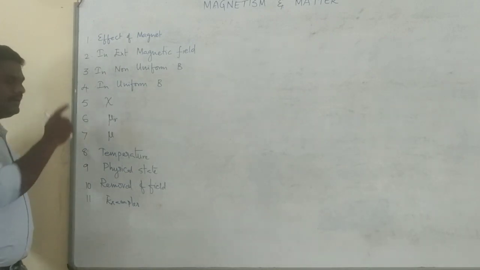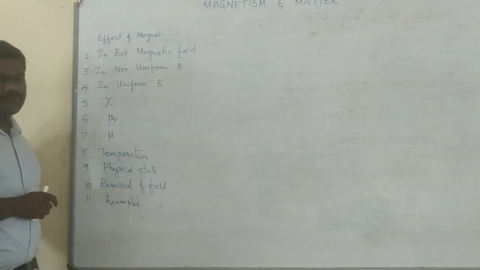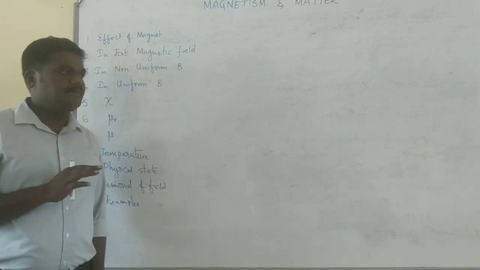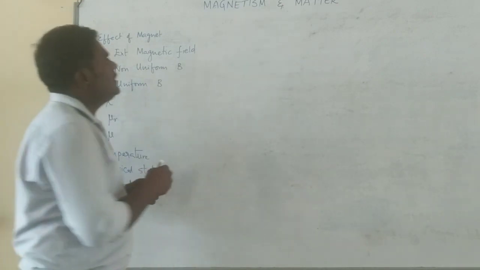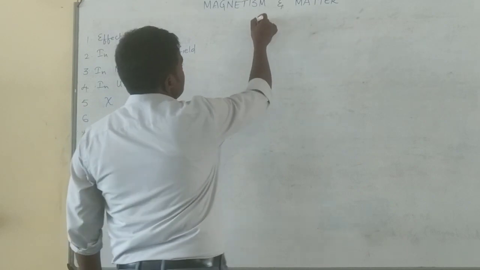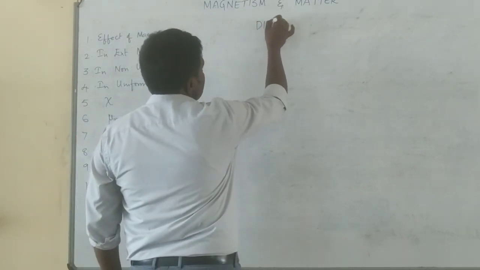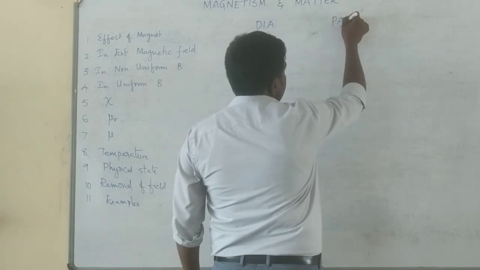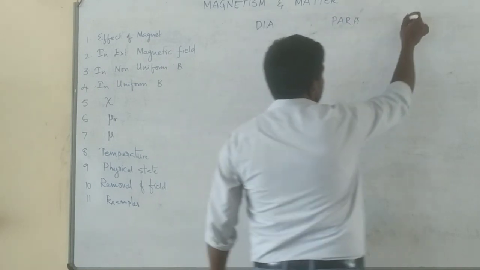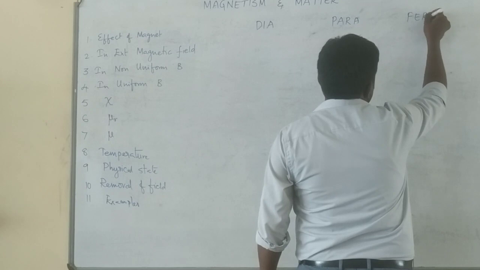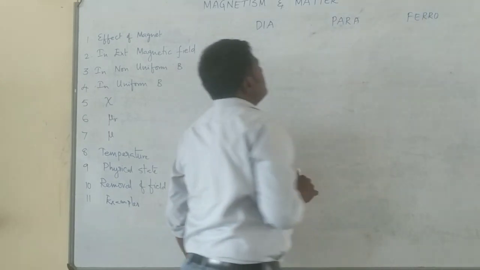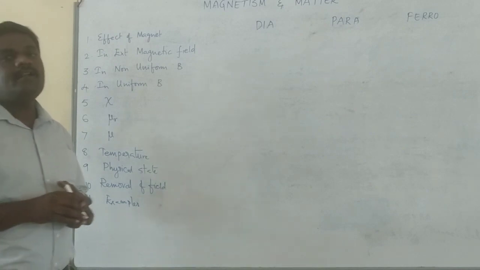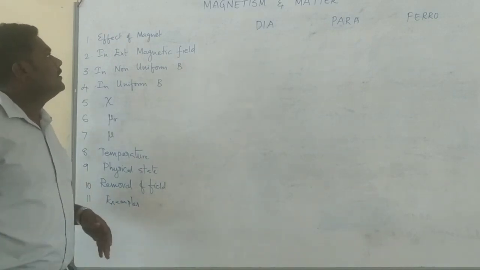Here I have already written certain parameters on the board. Based on these parameters only, substances can be classified. If you see the broad classification, there are 3 classifications available. One is dia, second is para, next is ferro: diamagnetic substances, paramagnetic substances, and ferromagnetic substances.